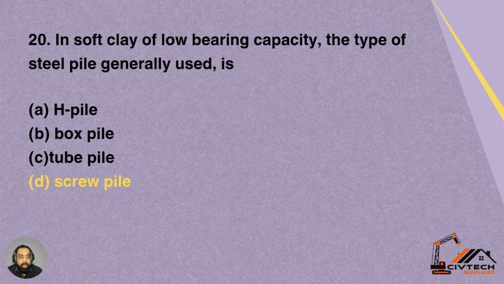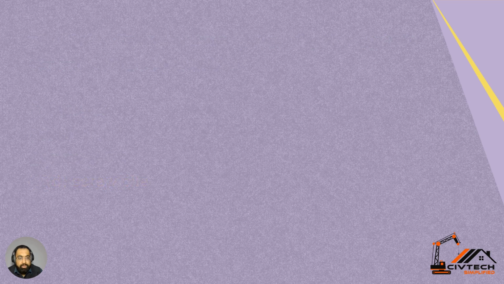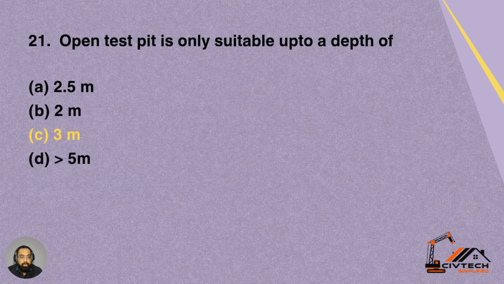Question 20. In soft clay of low bearing capacity, the type of steel pile generally used is: A, H pile; B, box pile; C, tube pile; D, screw pile. So in soft clay of low bearing capacity, the type of steel pile generally used is the screw pile. Option D is correct for this question.